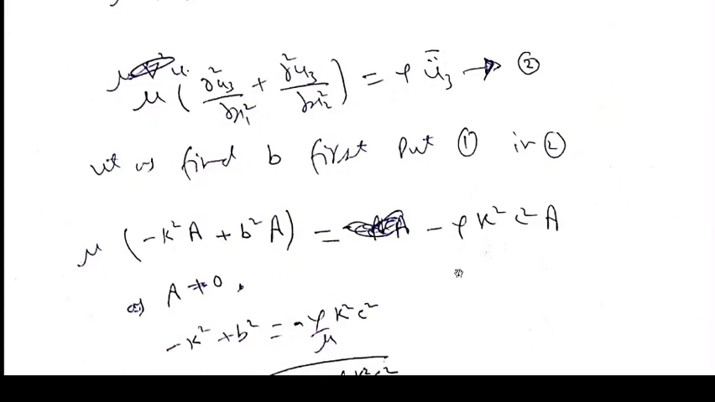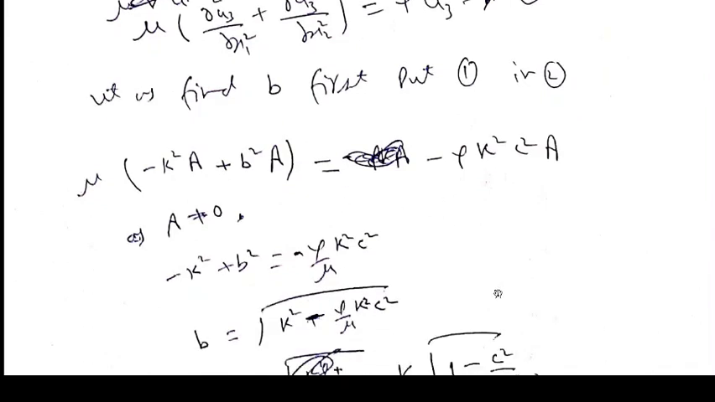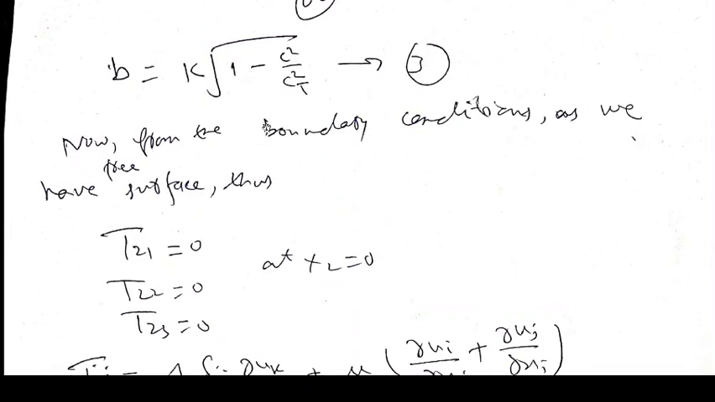As we have supposed that we have u3, it means that A is not equal to 0, because we are taking u3 as non-zero. If A is 0, then u3 is 0, so we have A not equal to 0. So from here you can have minus k square plus b square equal to this. Simplify this, then we can write b, as in the previous lecture. b is equal to k times the square root of 1 minus c square over ct square. This is equation number 3.